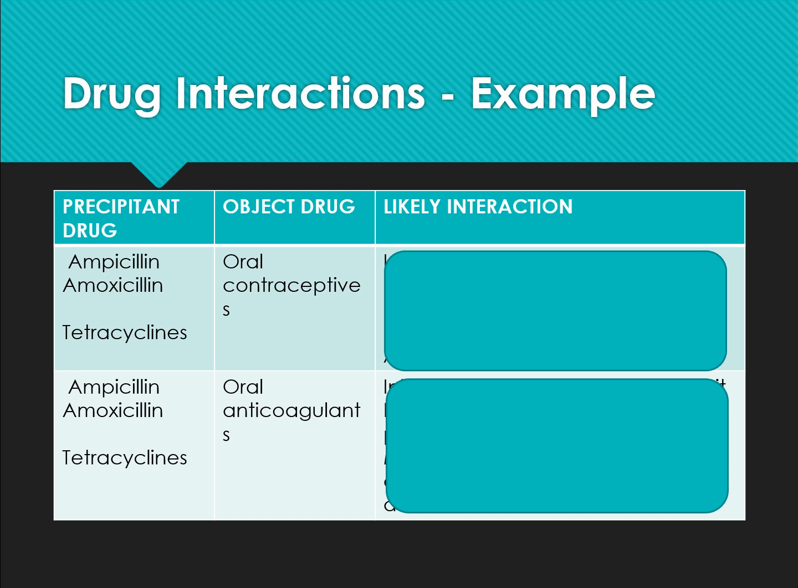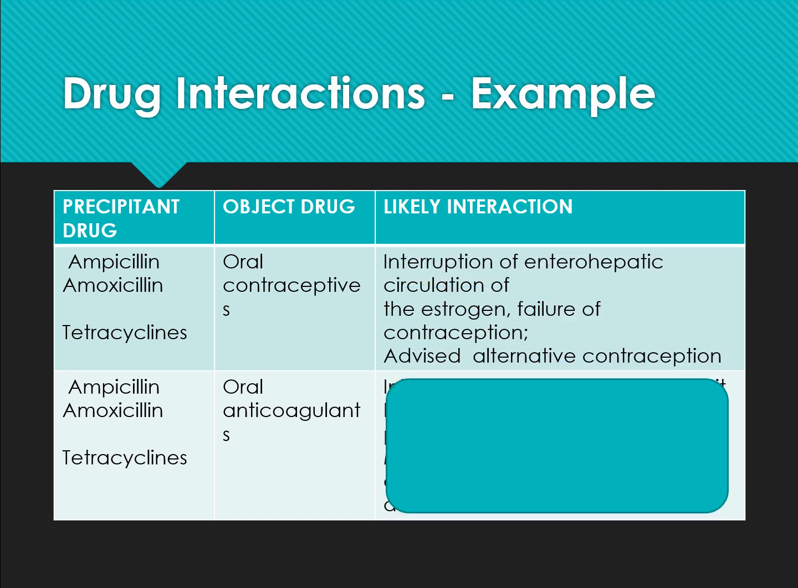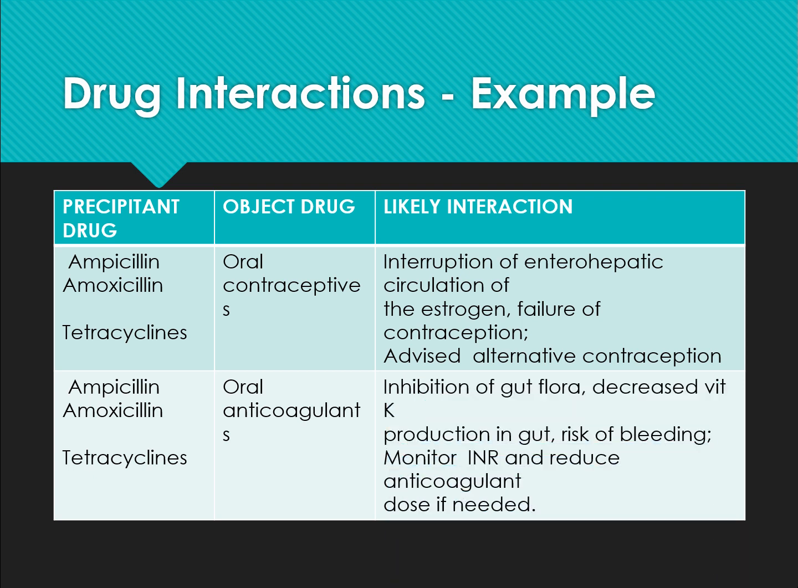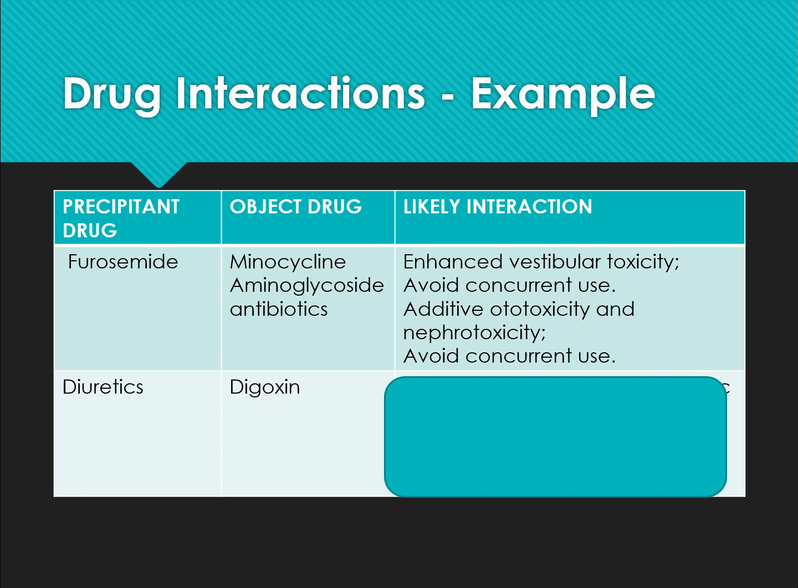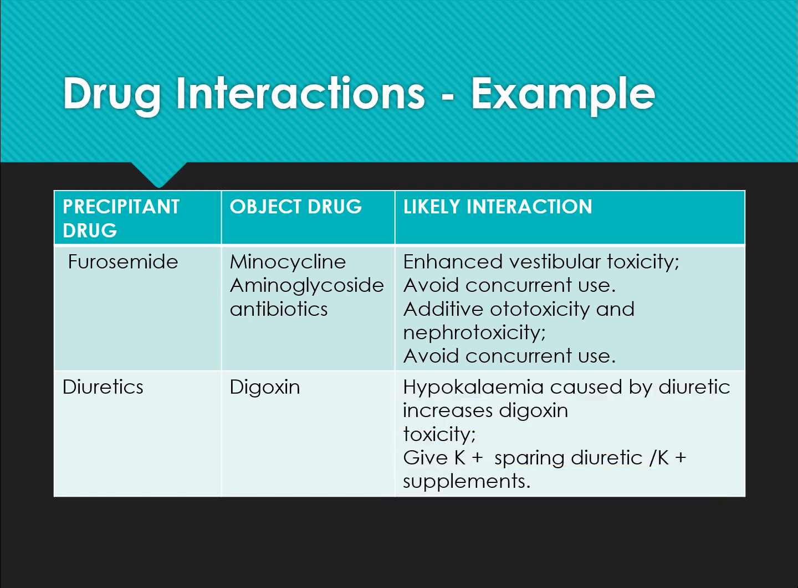Amoxicillin and tetracycline will clear the gastrointestinal flora and reduce the efficacy of oral contraceptives. Again, antibiotics will clear the gastrointestinal flora and thereby decrease vitamin K synthesis, so it can lead to anticoagulant toxicity. Furosemide can cause enhanced vestibular toxicity when combined with minocycline, aminoglycosides and antibiotics. Diuretics can cause hypokalemia, and hypokalemia can cause digoxin toxicity.